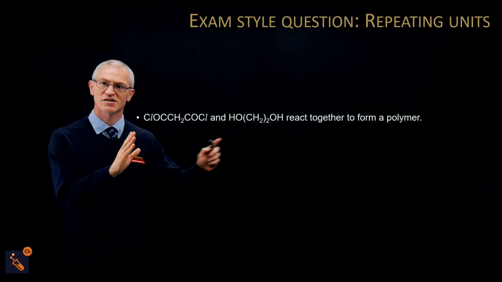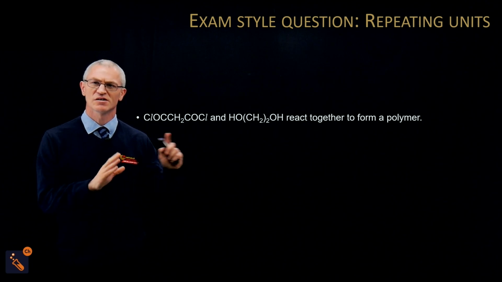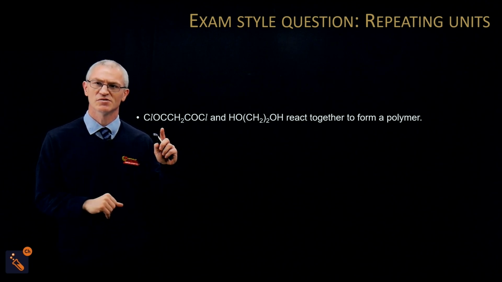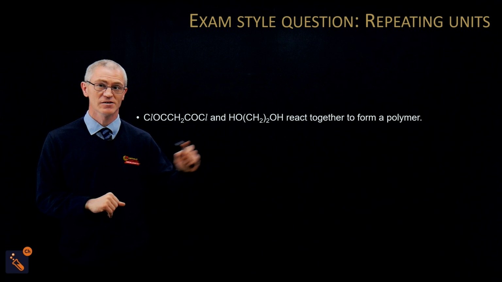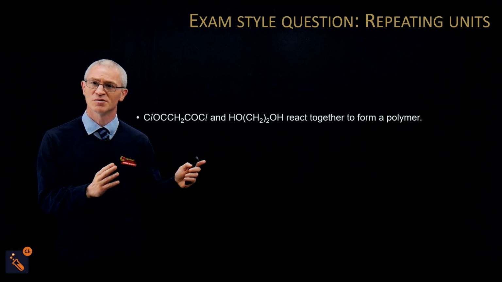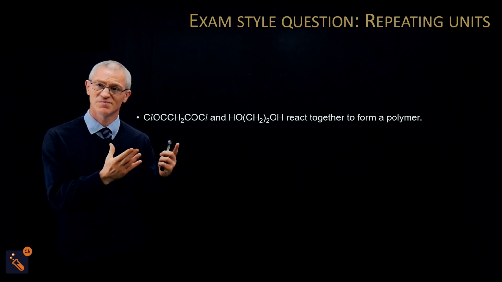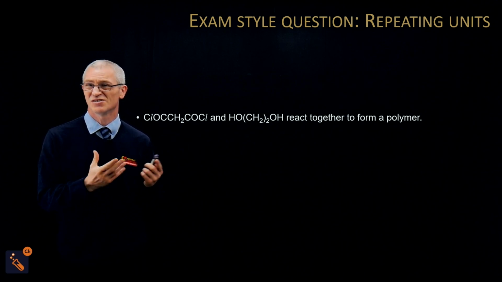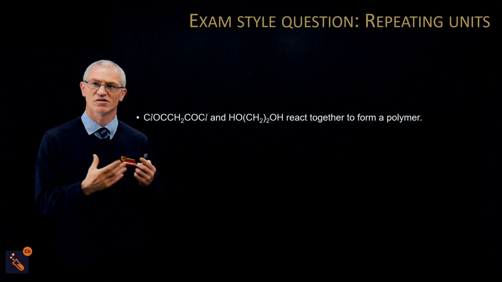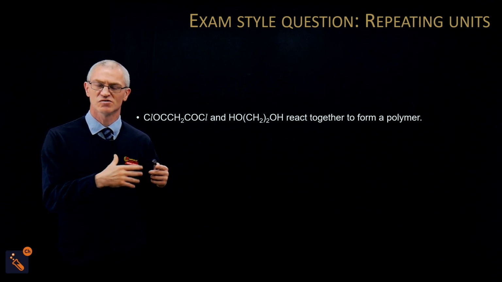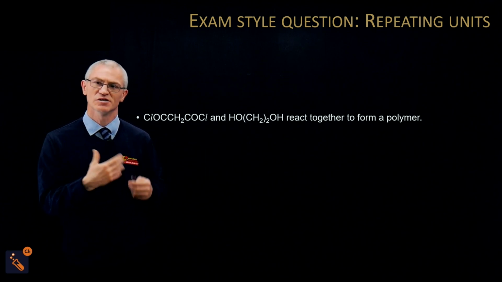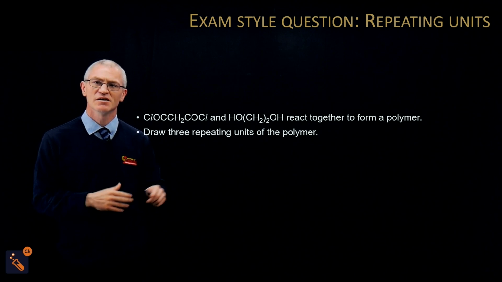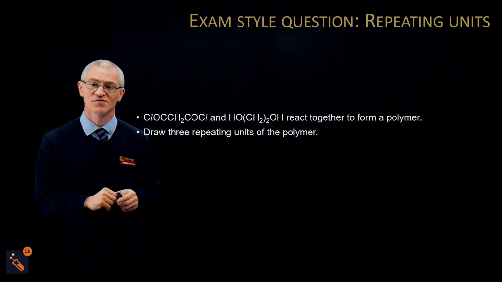And repeating units is a very, very common question where they ask you to do a number of repeating units when they give you usually the structural formula, just like we've given you here, of the monomers. So you have to convert those to a set of repeating units. And you can do them usually in any structural formula you want to do. So for example, structural formula, skeletal formula, displayed if you like. Now I want 3 repeating units of this polymer.